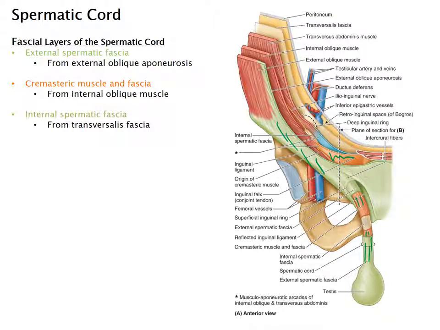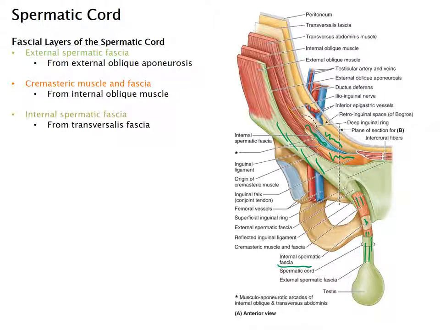And thirdly, the internal spermatic fascia, shown here in this cream color, is derived from the transversalis fascia. Notice how the transversus abdominis muscle, shown here in light blue, has no contribution to the fascial layers of the spermatic cord.